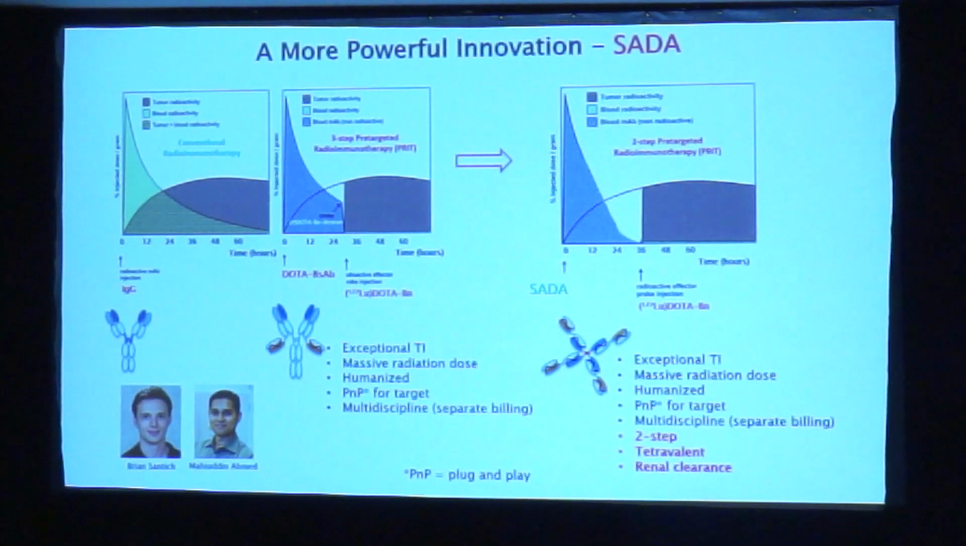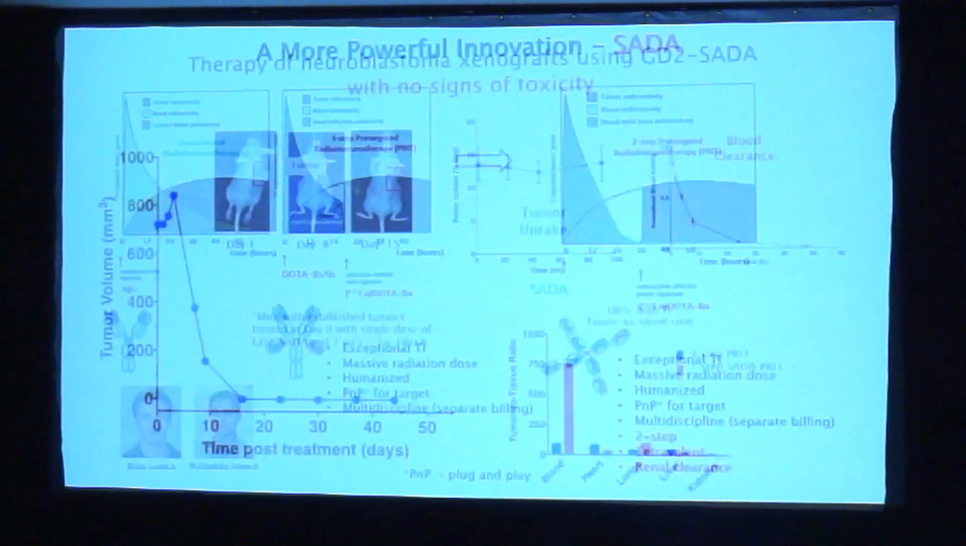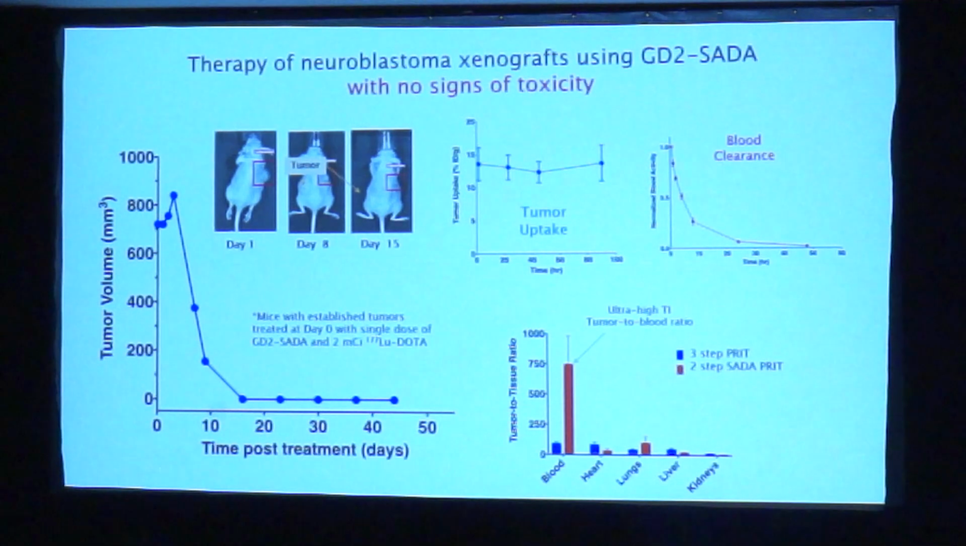And the beauty of that also is that we have a plug-and-play system where you can take any antibody you want. You can take GPC2, for example, or L1CAM, and try to do exactly the same thing. And just to show you that this is for real, when we take mice with tumors and treat them with this kind of multi-step approach, you can see the tumors go away rapidly, while the uptake in the tumor persists because it's a tetravalent molecule, not just bivalent. It binds with very high avidity. The blood clearance is very fast, and the ratio of tumor to blood is very favorable with this 2-step method compared to the 3-step method.